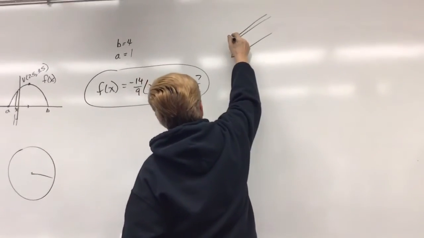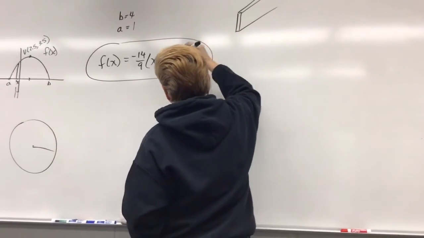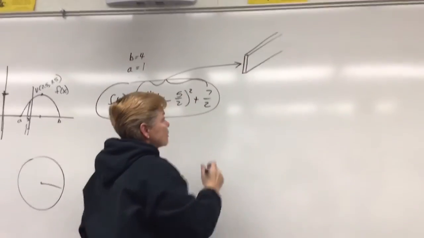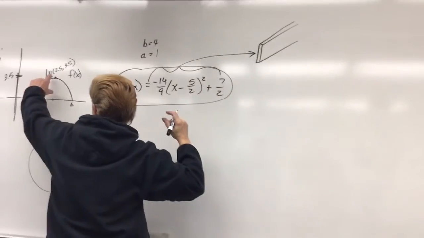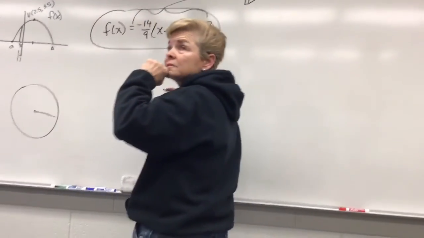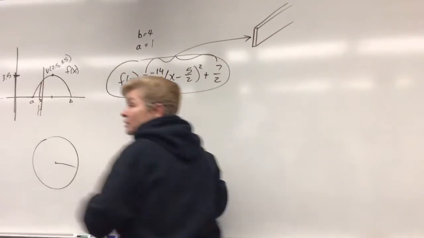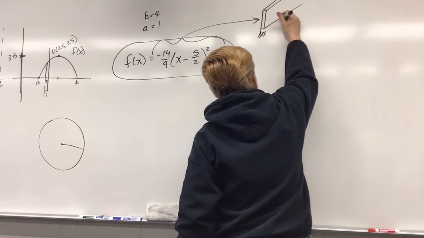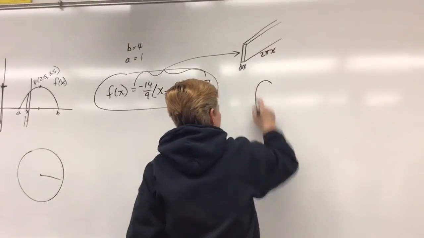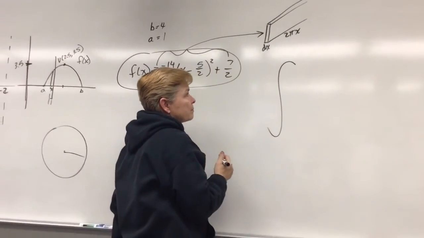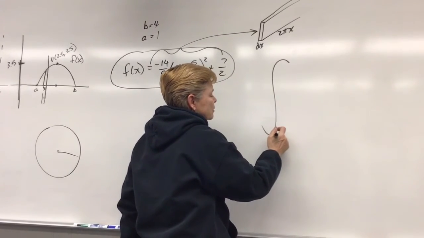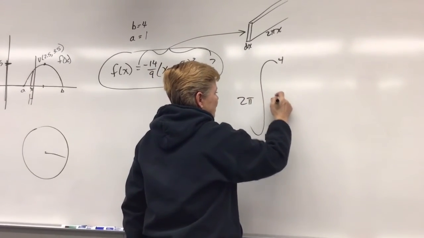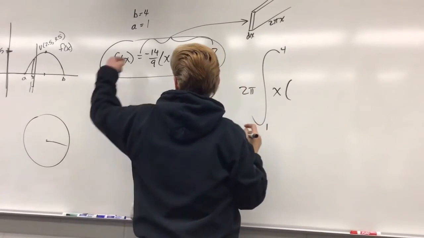So in this case, what would this be? It would be this. That's the height of any one of the slices, the y value of that function, which is generated by the x we plug in for the slice, you see? And what is this? The x. And what is this? 2 pi x. And so our integral will be what? The integral, first of all, what's this? 1 to 4 of 2 pi x times that.